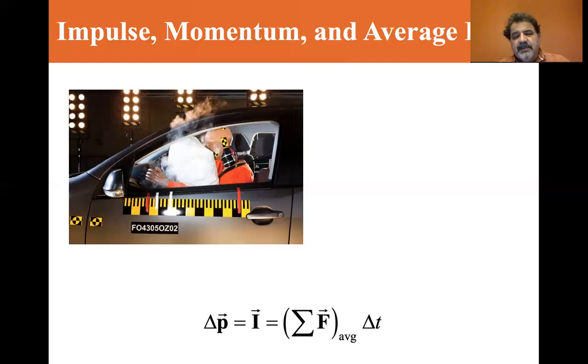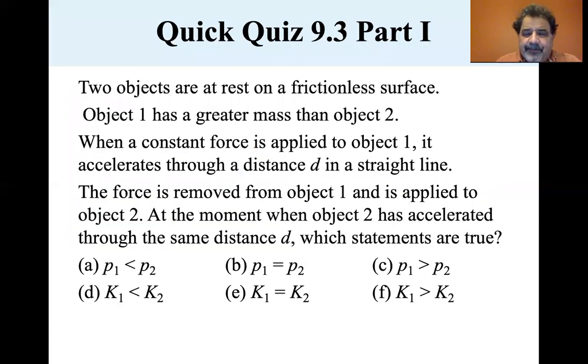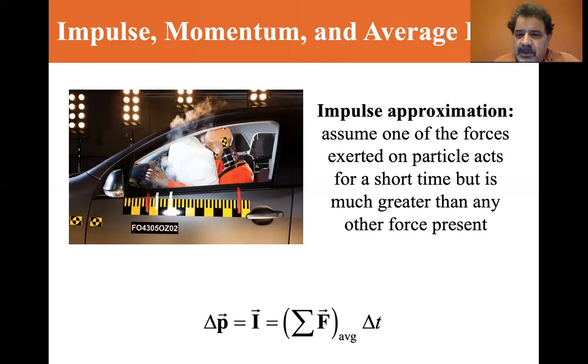Delta P, the change in momentum, is equal to impulse, is equal to the sum of the F average times delta t. Impulse approximation: assume one of the forces exerted on a particle acts for a short time, but is much greater than any other force present. Using that force, if you can increase the time, you can decrease the force.